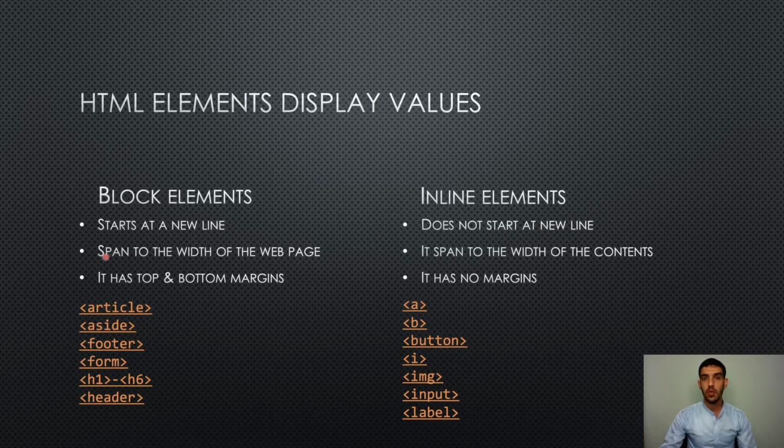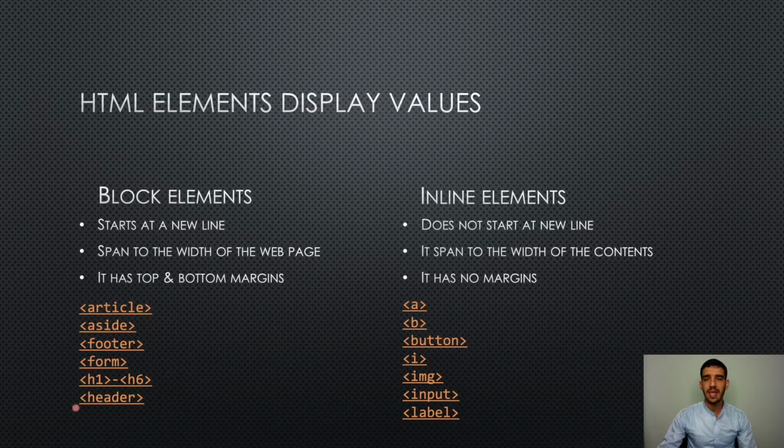A block element will span the width of the web page, and that means the next content, or let's say the next element, will begin on a new line, while an inline element spans only the width of its content. A block element has a top and bottom margin. An inline element doesn't have this margin.